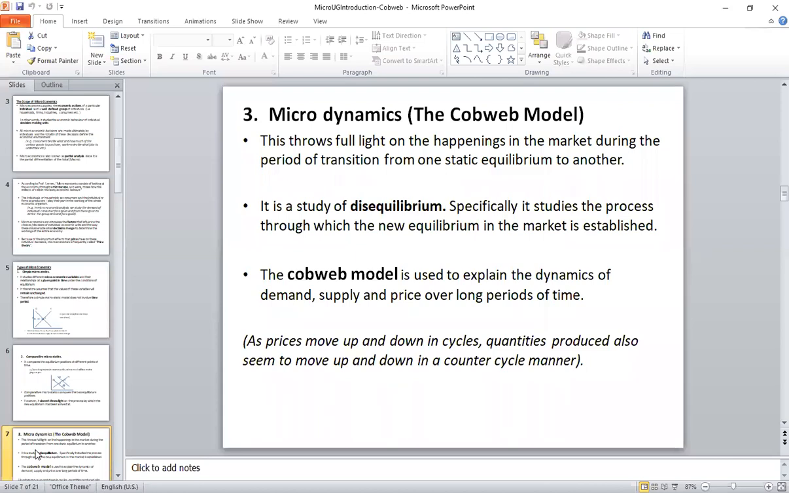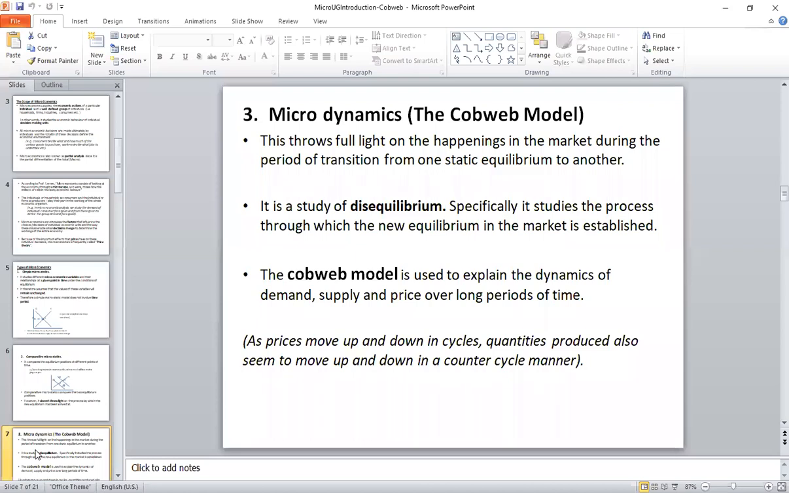It is a study of disequilibrium. Specifically, it studies the process through which the new equilibrium is established. Now, a good example here is the cobweb model. That's why I put cobweb model here. The name is derived from the nature of the model, or the graphical nature of the model. You see the diagram, it looks like a cobweb. That's why it is called a cobweb model.